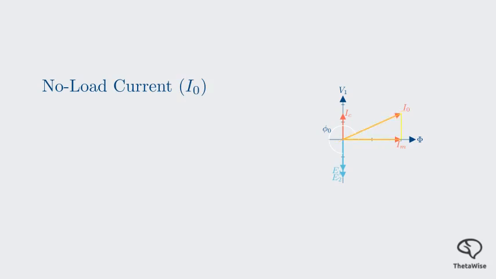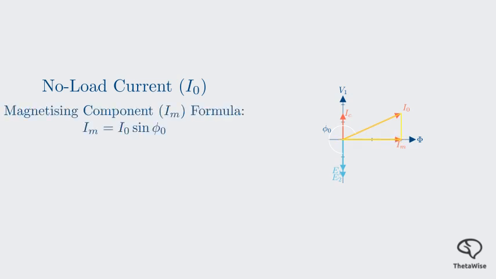The magnetizing component, I sub M, is the horizontal component of the no-load current. From the right-angled triangle formed by I sub 0, I sub C, and I sub M, we can see it's given by I sub M equals I sub 0 times the sine of phi sub 0. This formula, I sub M equals I sub 0 sin phi sub 0, calculates the current component that creates the magnetic flux. It's the reactive component.